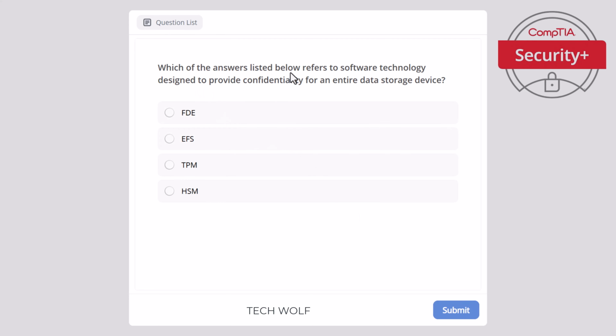Which of the answers listed below refers to software technology designed to provide confidentiality for an entire data storage device? FDE, EFS, TPM or HSM? And here the correct answer is FDE.